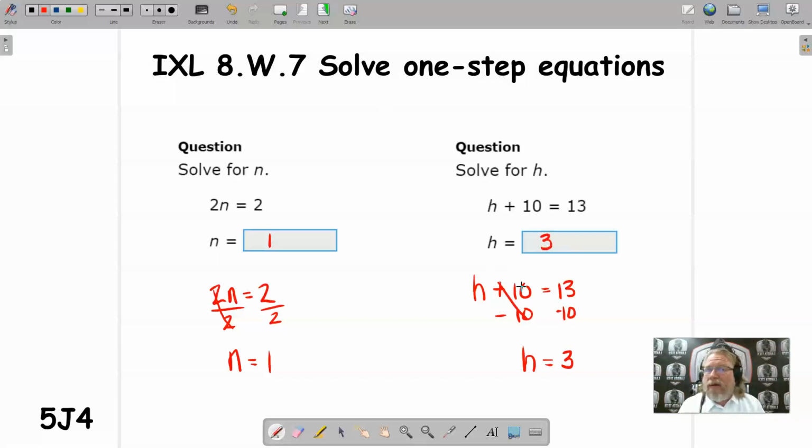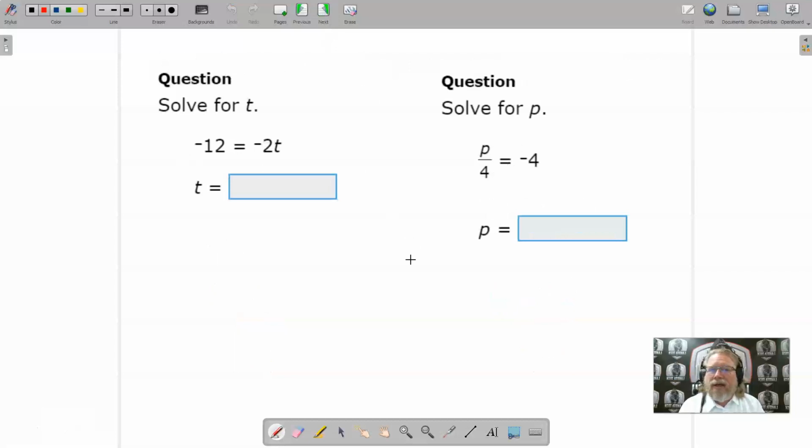And remember, you could always plug your answer back in, substitute the answer back in, and evaluate the equation then. And so if you plug the 3 in for h and then think, okay, 3 plus 10, is that 13? Indeed it is. I must have gotten the answer correct. So you can always go back and check your answers by plugging in your solution.